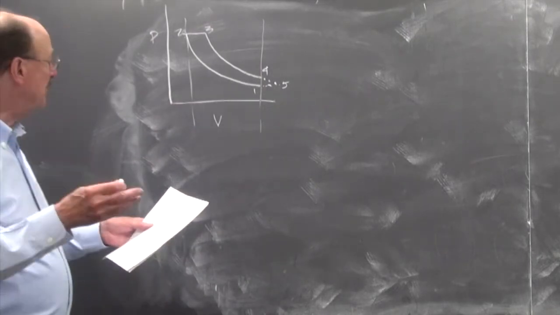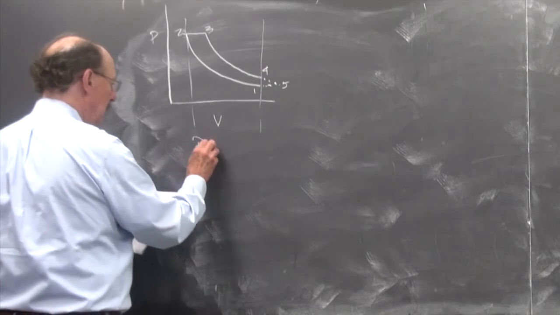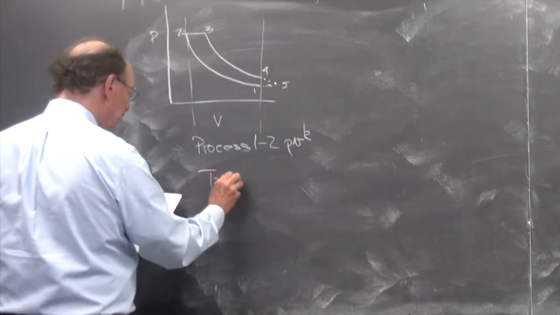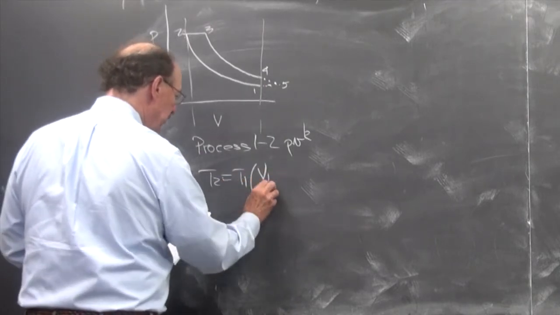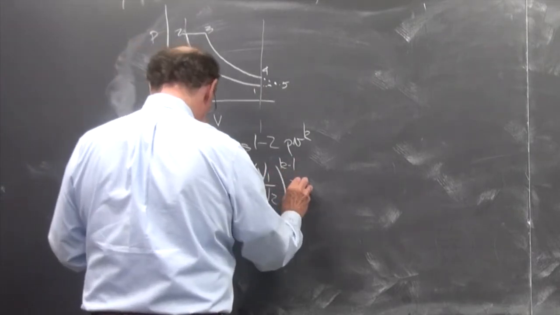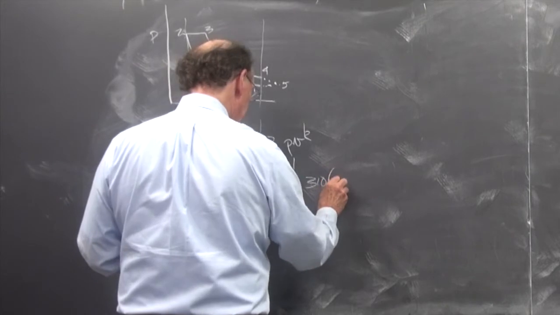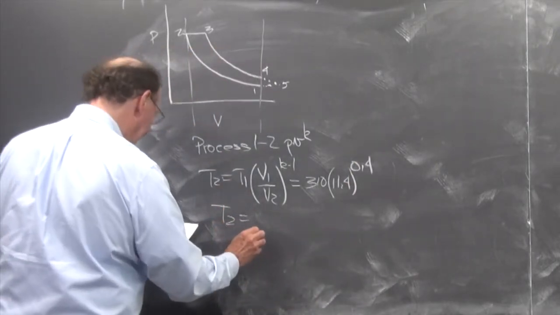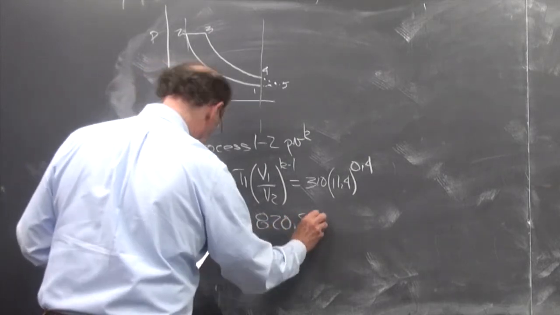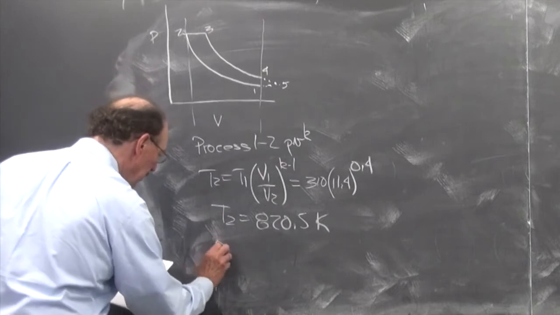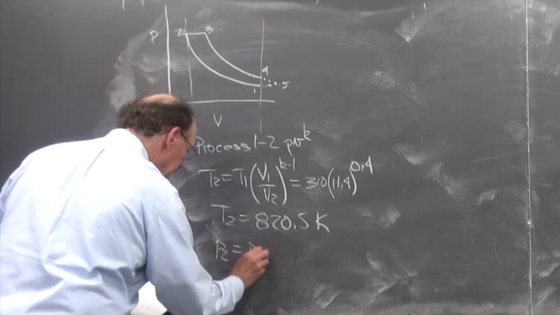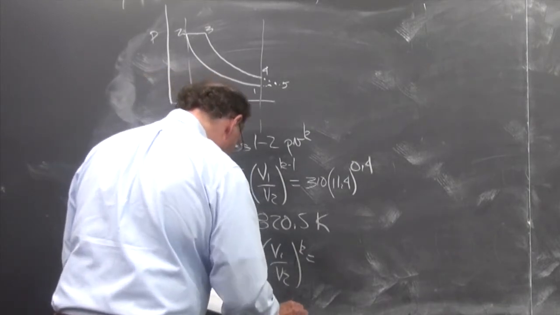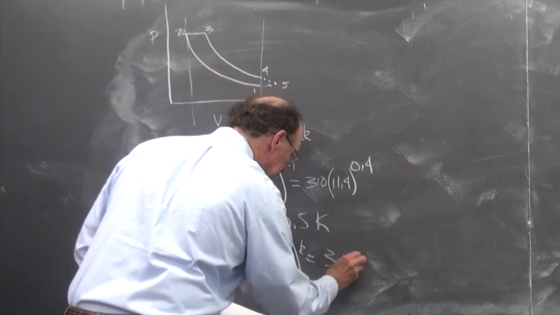Now we're going to go through process by process. We know the process 1 to 2, PV to the K. So T2 is equal to T1 times V1 over V2 to the K minus 1, equal to 310 times 11.4 to the 0.4, where I have T2 is equal to 820.5 degrees K, and P2 is equal to P1 times V1 over V2 to the K. His P1 is 100. Oh, and we know this was 3,000. We were given this. Thank you.